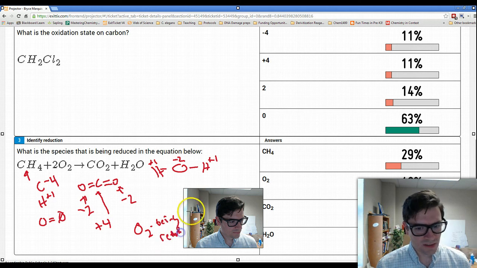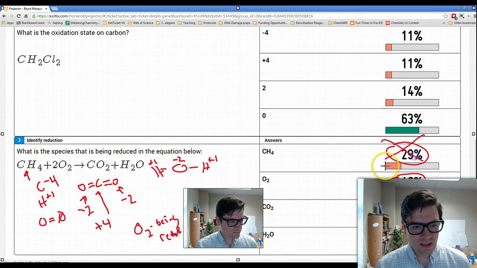Alright, so it looks like from your answers here that the most popular choice was O2, but a close second was methane. And so you kind of had a 50-50 shot. And what is actually happening here, remember, is the O2 is the one being reduced. Okay, so again, there are some practice problems like this on your Sapling homework, so I'd recommend giving those a look.